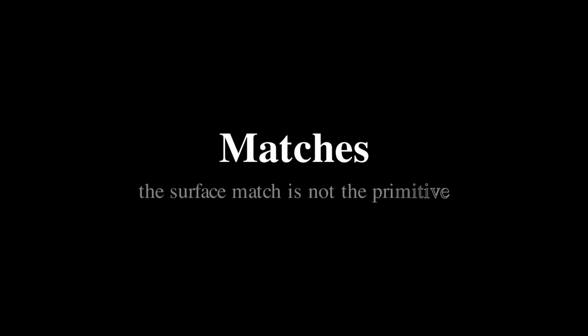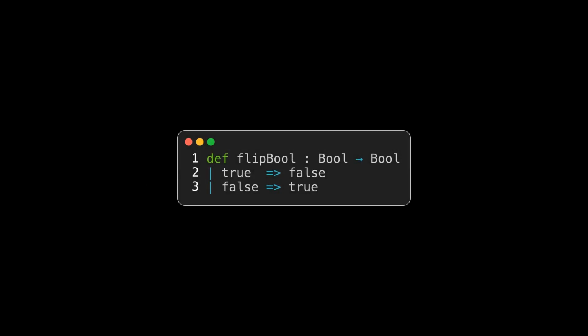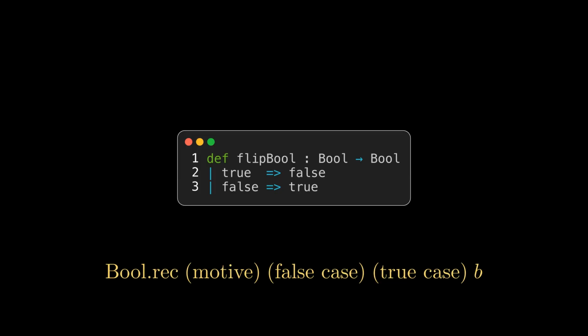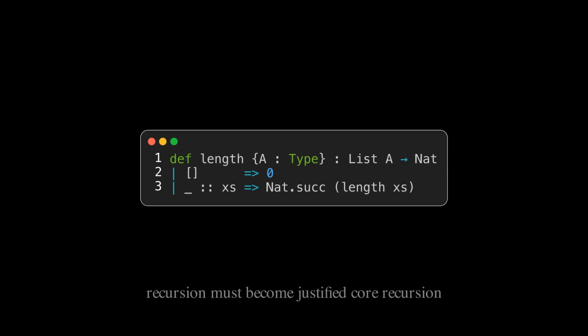Pattern matching feels primitive, but in Lean's core, the trusted primitive is the eliminator. The elaborator compiles the match into an eliminator application with a motive and one branch per constructor. Recursive definitions go through the same kind of translation, plus a termination check. The surface definition is accepted only if it can be justified by structural recursion, well-founded recursion, or another trusted discipline.